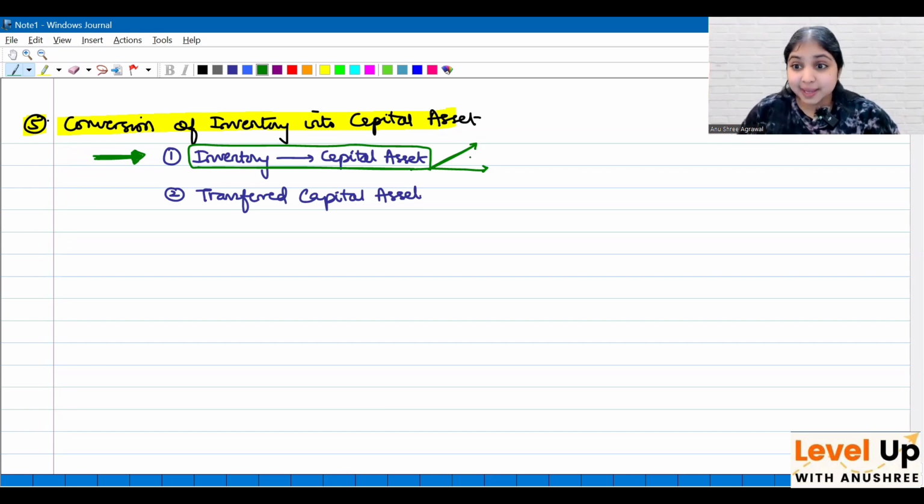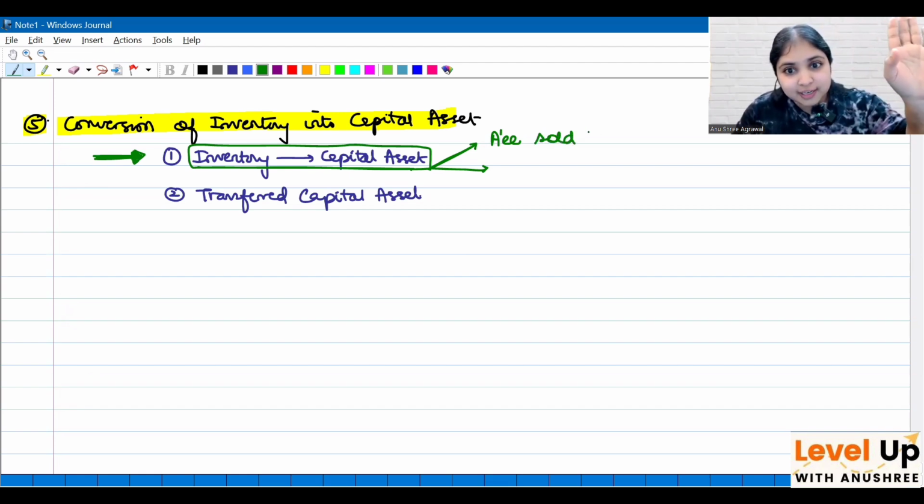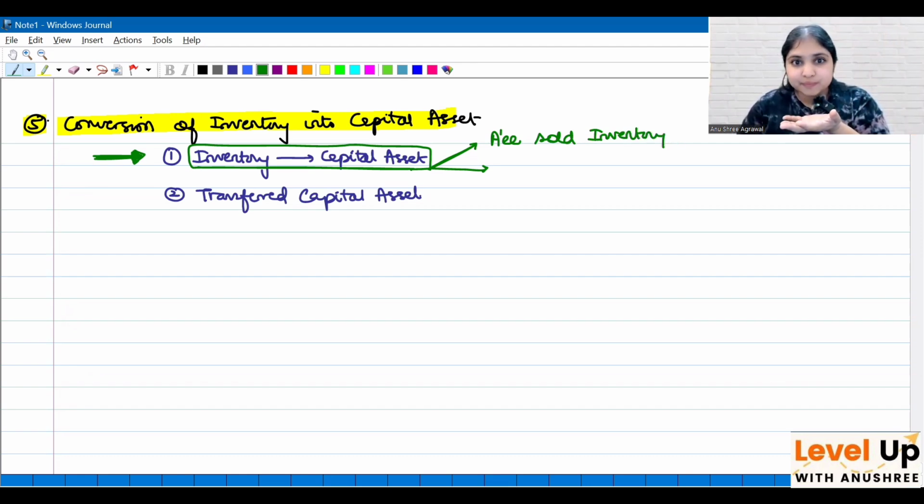In other words, imagine as if my assessee, guys, listen, inventory is converted into capital asset, which means no more inventory. Are you understanding? Inventory is converted into capital asset. It means no more inventory. So imagine assessee sold the inventory. What does assessee have in his hand now? Inventory got converted into capital asset. So what does he have in his hand now? Capital asset. So imagine assessee purchased the capital asset.